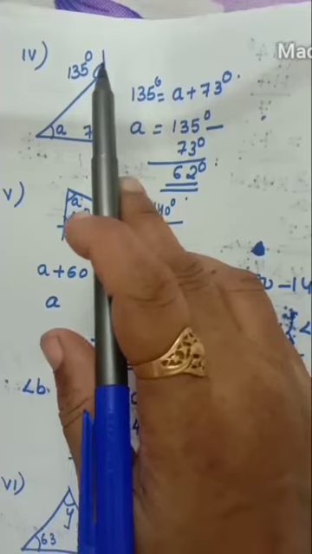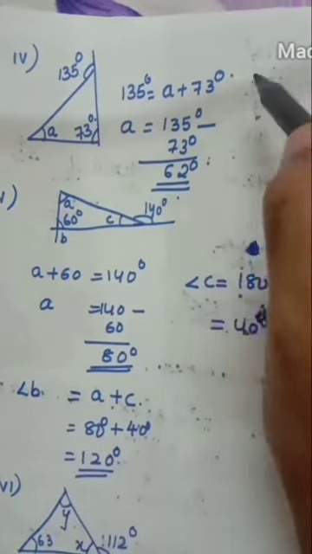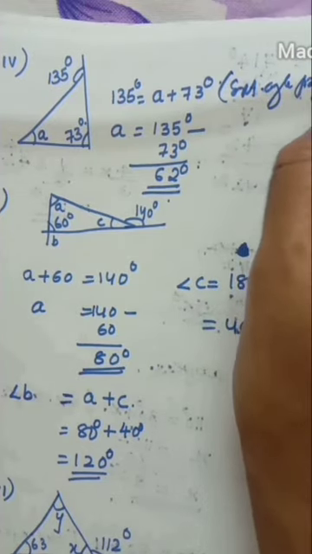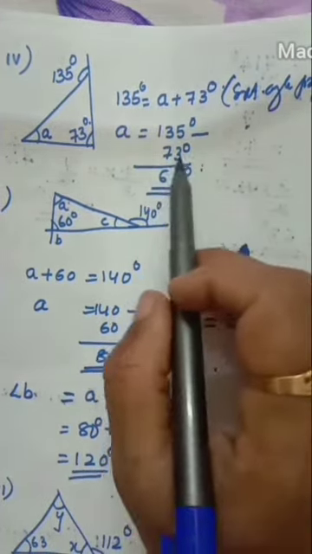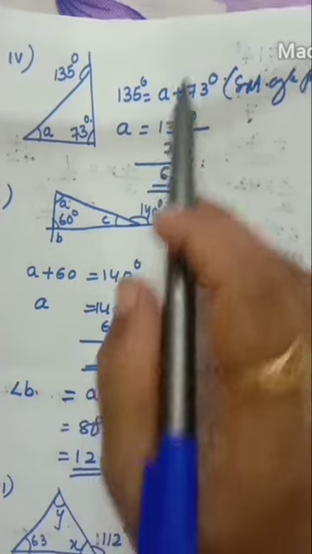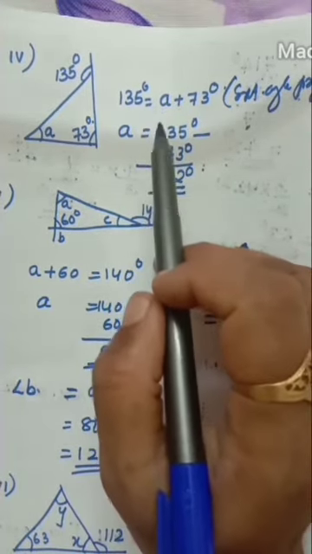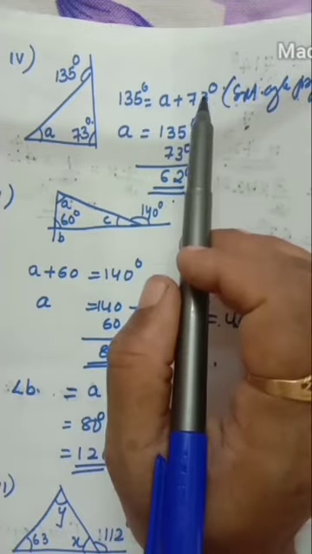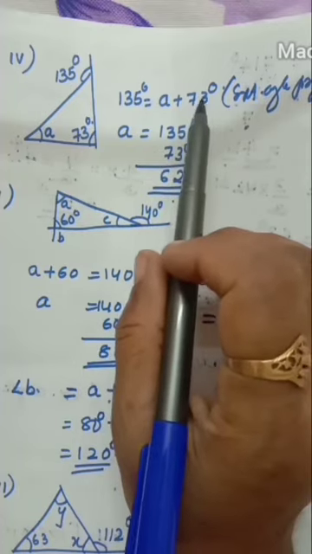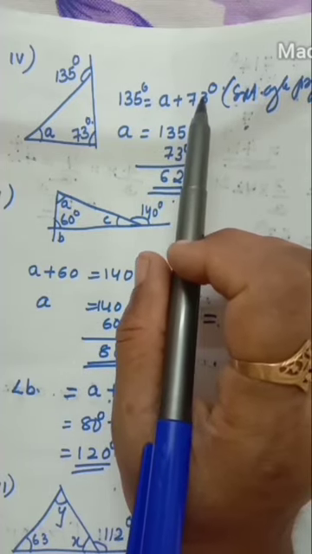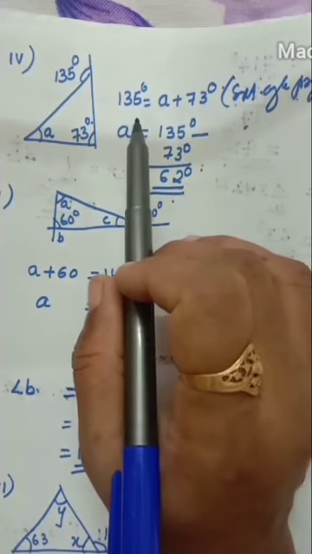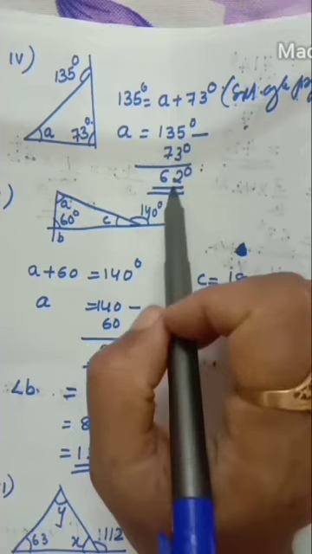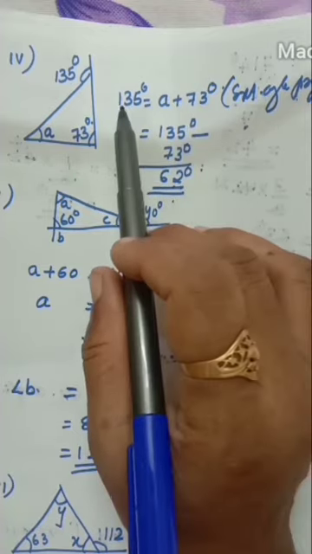Fifth one, exterior angle here 135 equal to a plus 73. Here also you have to write exterior angle property. 73 will be moved here, 62. Sometime children will think that madam is telling to take 73 to here. After that, madam not at all changing the 73 sign, because 73 coming from here to here, it should be minus 73. Am I right? See, minus I put here. Okay, subtracting minus 73.